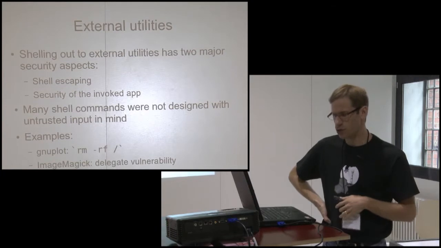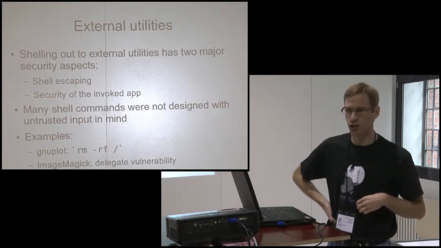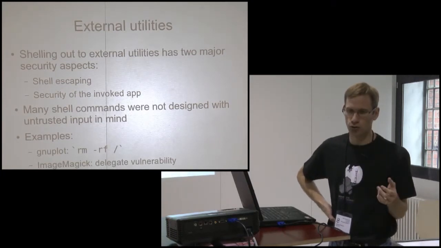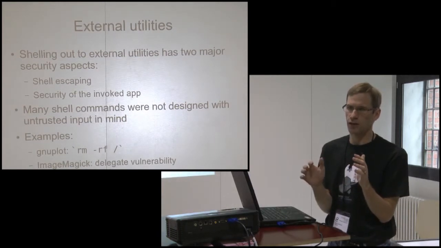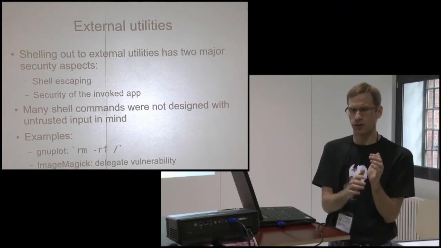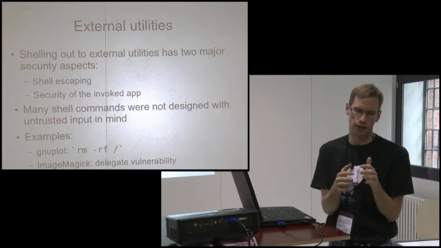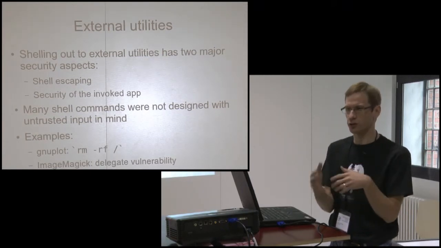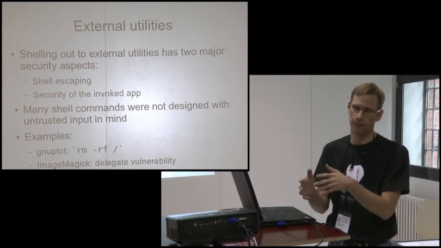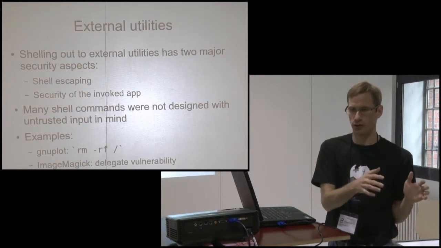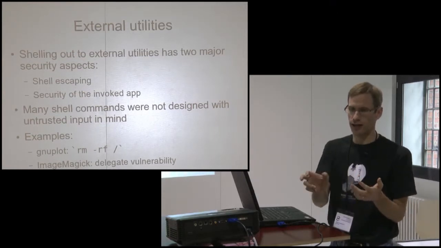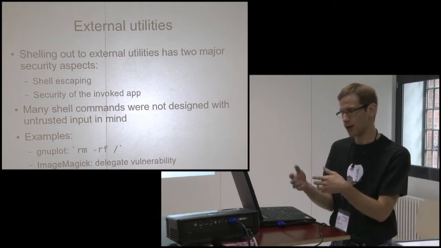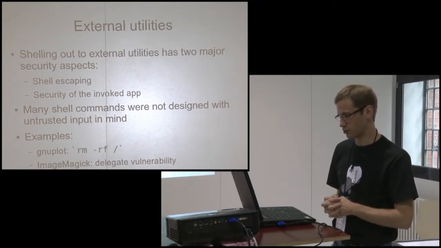Another example is ImageMagick, which had a shell execution vulnerability. It would detect the file type of your input files, sometimes incorrectly, and then it would run a shell command to try to convert that file type to some file that it understood. The shell escaping that it was doing in shelling out there was insecure. As a result, ImageMagick was running arbitrary shell commands.